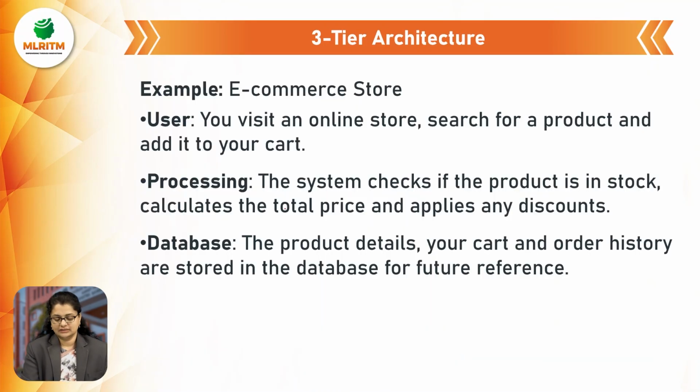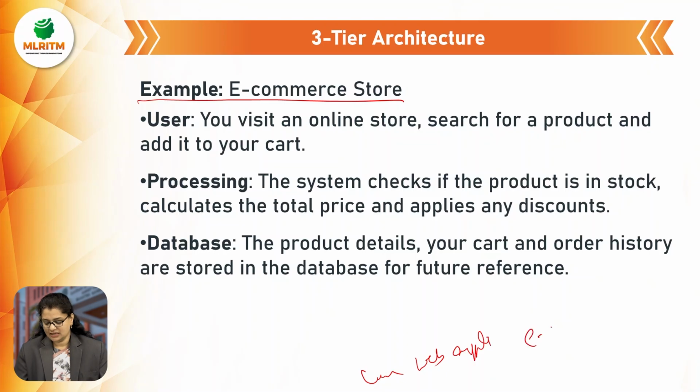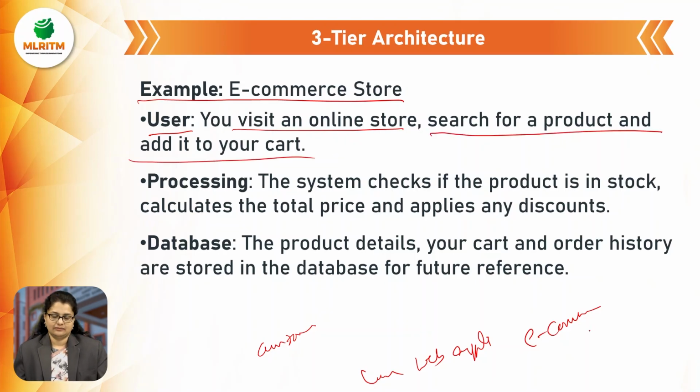Now, an example for the tier 3 architecture: large scale web applications. So here I am taking e-commerce. Everyone is doing online shopping nowadays, so we can easily understand this example. A user can visit any online store, for example, a popular one like Amazon. I can search the product which is required for my purpose, and I can easily add that to the cart. So that is the user side.